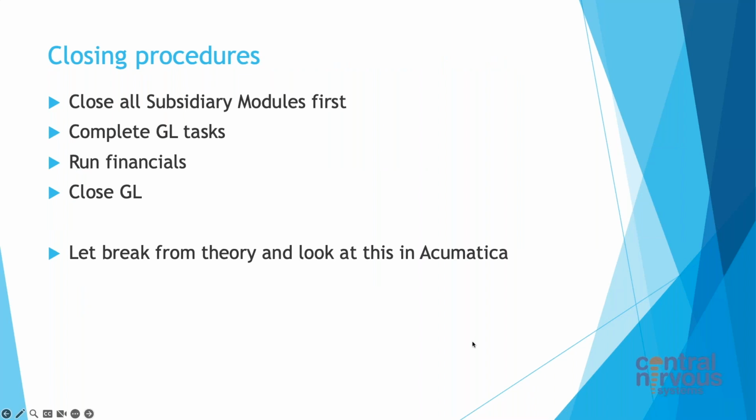So once we have that schedule, what does this look like? So closing procedures. Okay, so closing procedures: close all subsidiary modules first. And then you've got to complete your GL tasks, run the financials, and then close the GL.